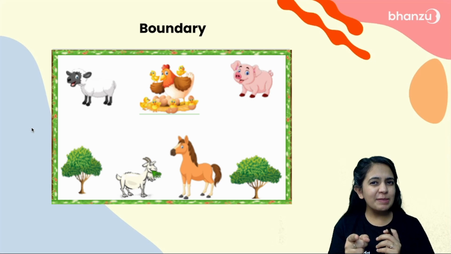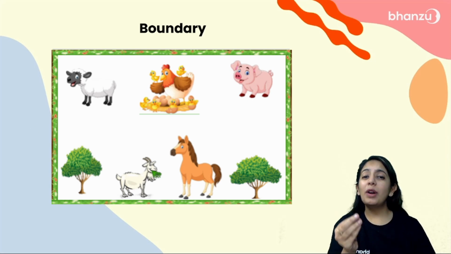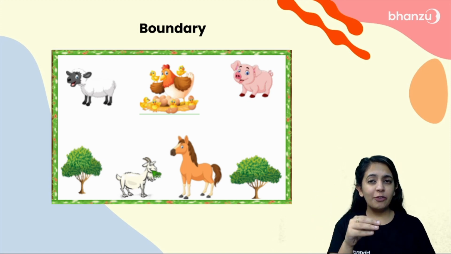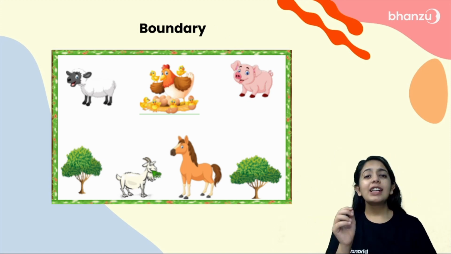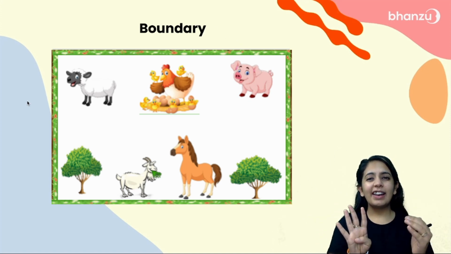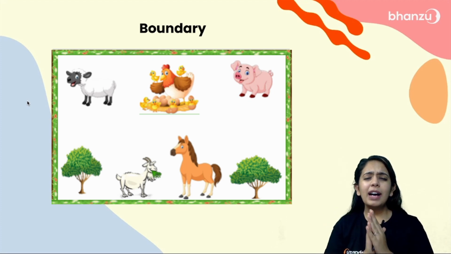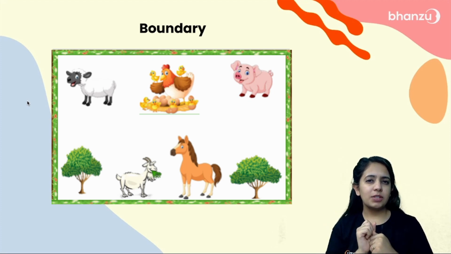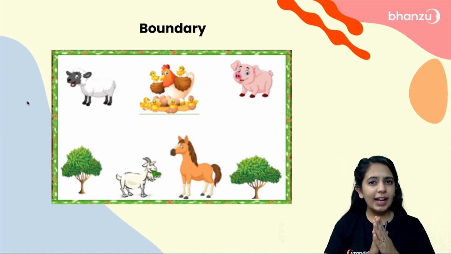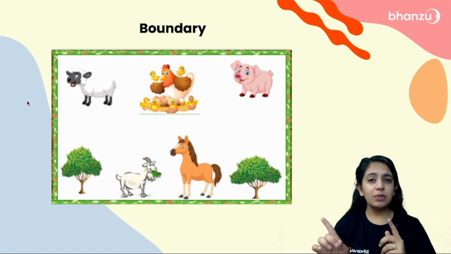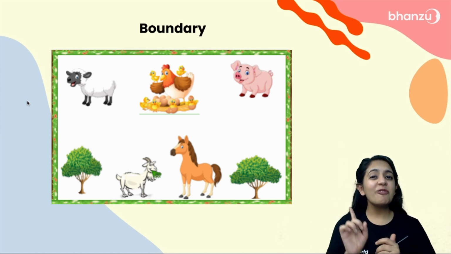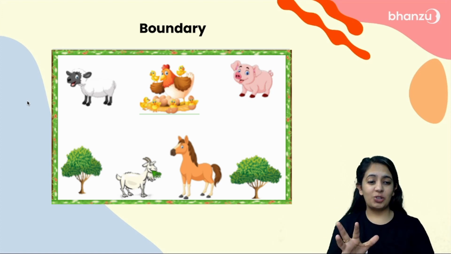But wait, what is a boundary? The boundary is the border or the outline that separates the inside of the shape from the outside of the shape. So the four sides over here are nothing but boundary. But it seems like still the animals can jump out because there are no walls. For that, we have to do the fencing on the boundary. We have to fence this farm in order to manage it properly.